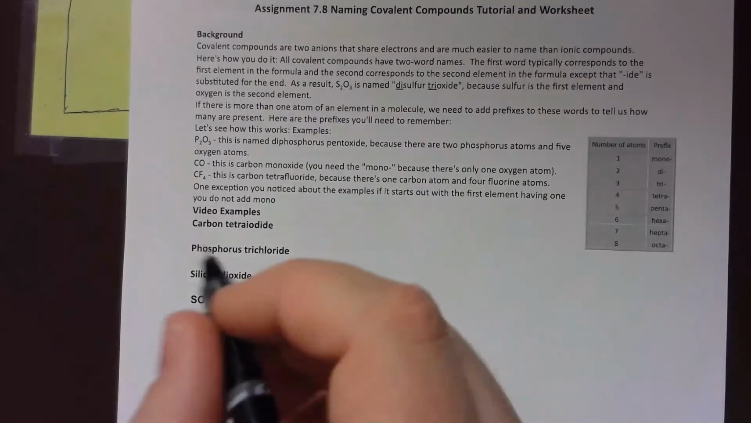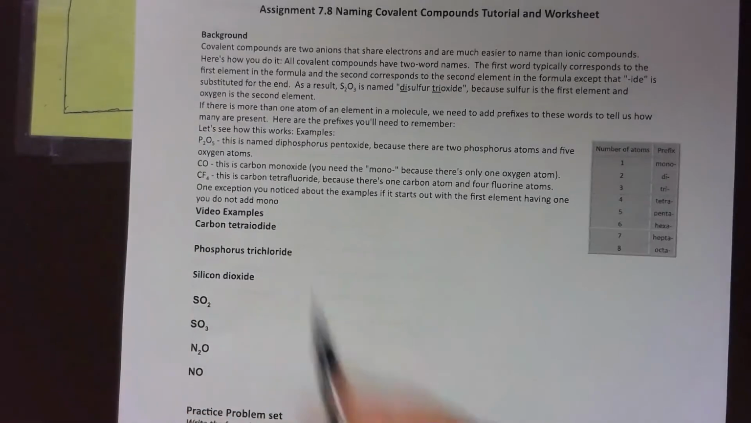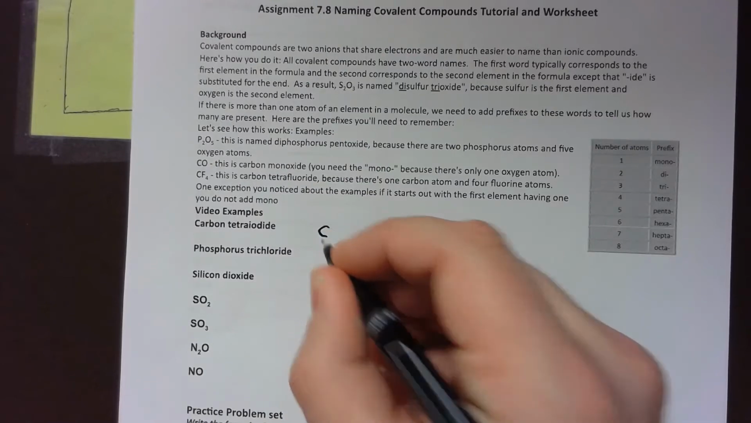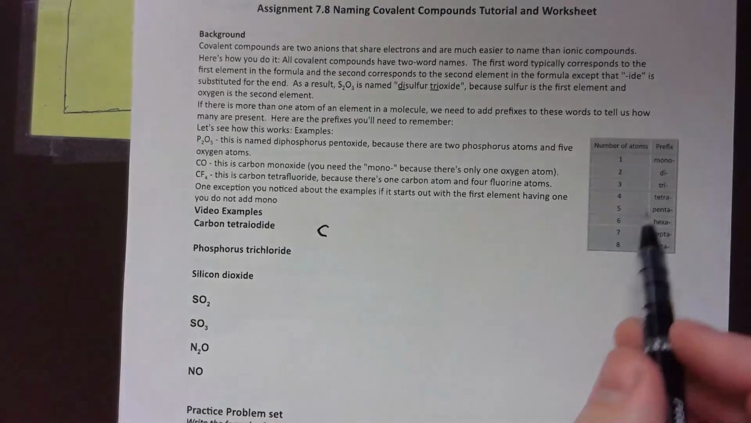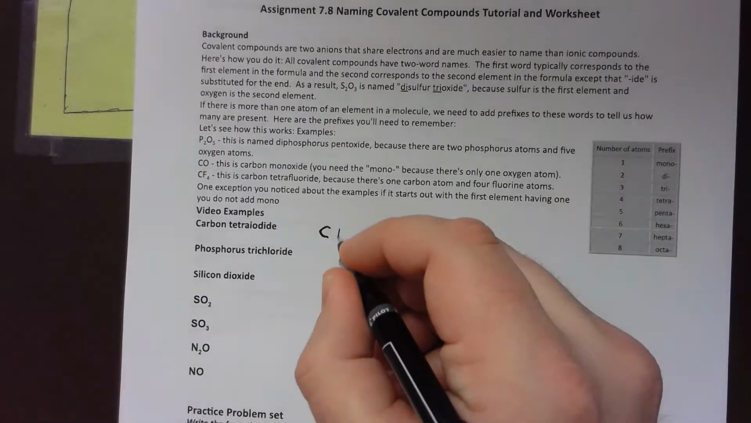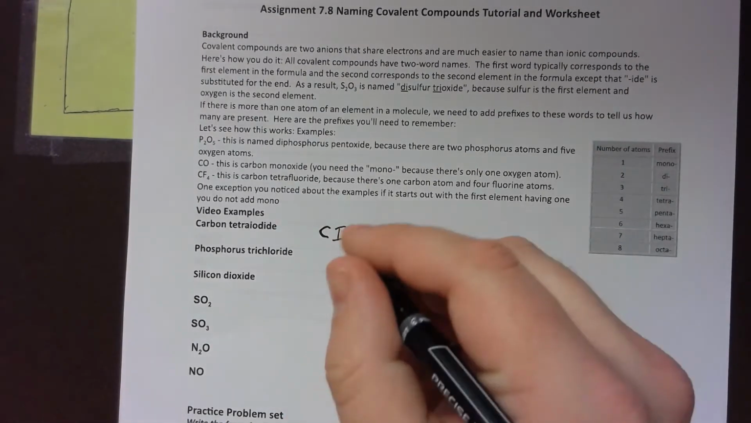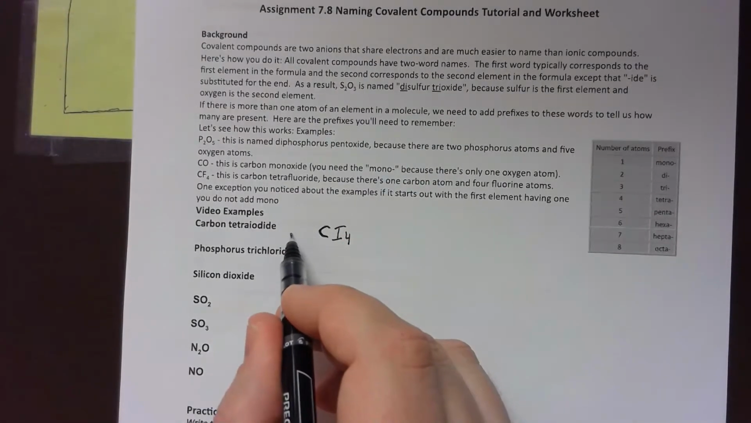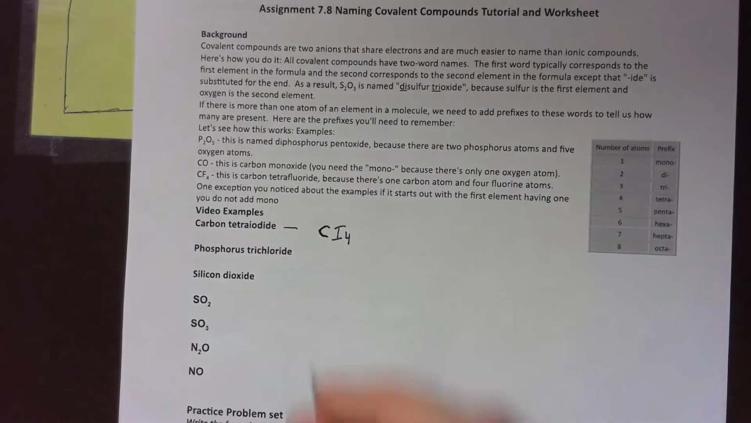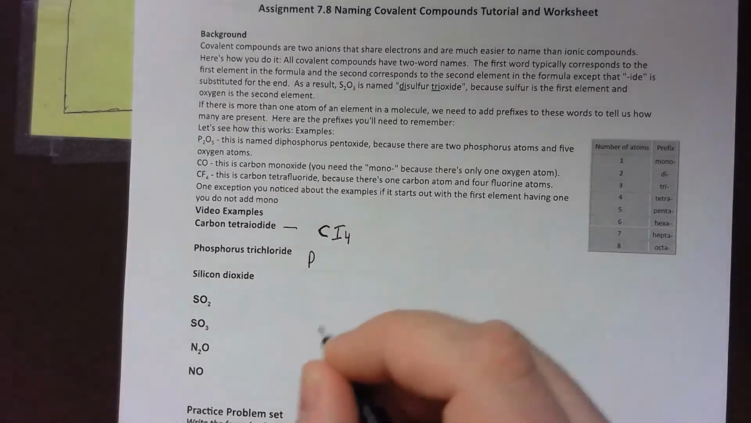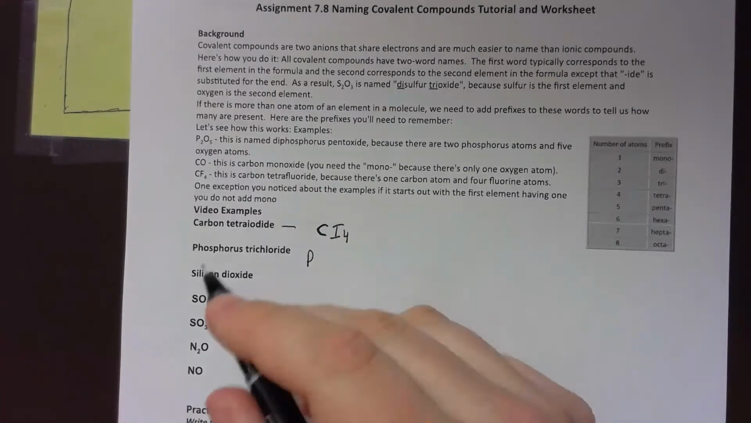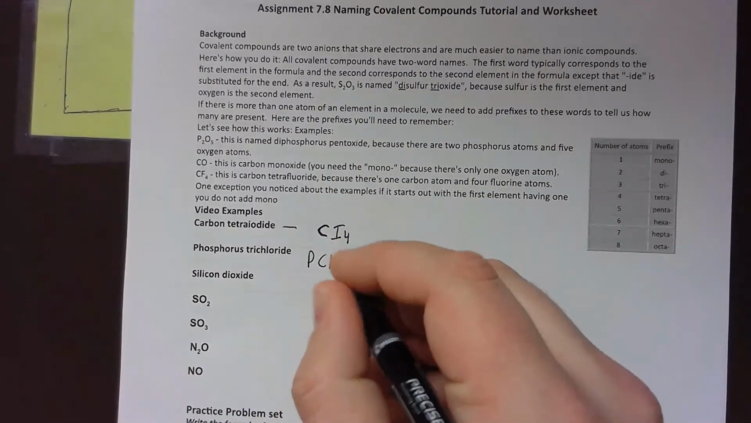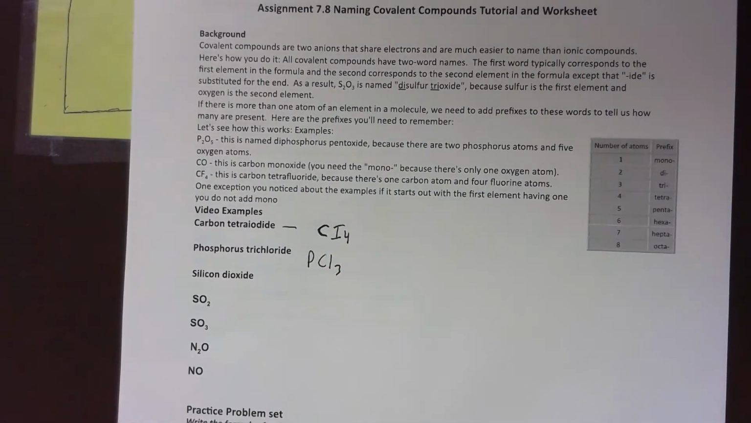So for instance, carbon tetraiodide. We can put this down as carbon because there's only one, tetra. If we look over here, tetra says 4, and the chemical symbol for iodide is I, so it's going to be CI4, and it's that simple. If we look at phosphorus, phosphorus is just going to be P. It's not monophosphorus, but we know it's only 1. Tri, which is 3, and chloride, which is Cl3, so it's going to be PCl3.